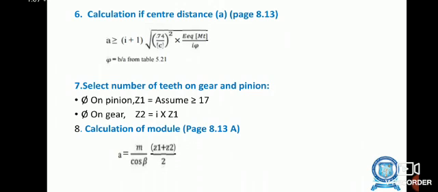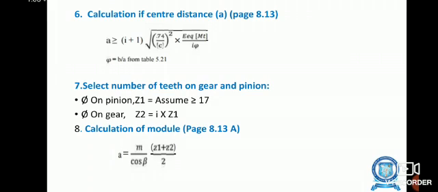Step 6, calculation of center distance A. For calculating the center distance, utilize the data book page number 8.13. There is one formula to determine the center distance. A greater than or equal to I plus 1, root of 0.74 divided by sigma C the whole square, and equivalent design torque divided by I into psi.